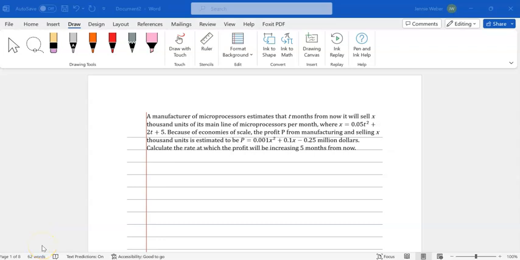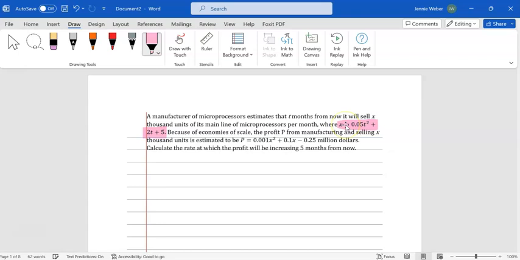We have a manufacturer of microprocessors, and they estimate that T months from now it will sell X thousand units of its main line of microprocessors per month, where X equals this given equation. So here's our X. Because of economies of scale, the profit P for manufacturing and selling it is estimated to be this equation in millions of dollars. Calculate the rate at which profit will be increasing 5 months from now.